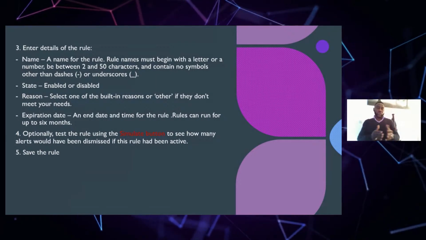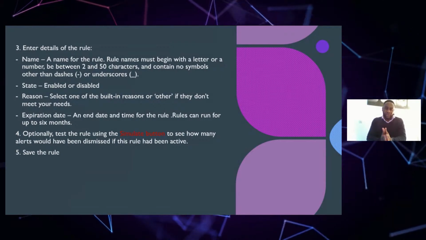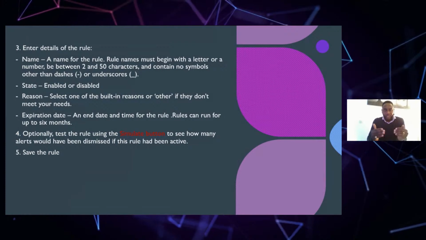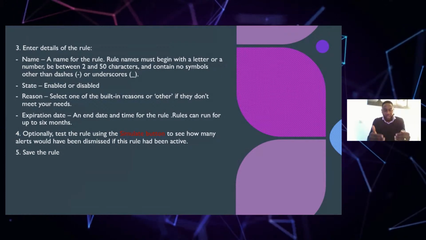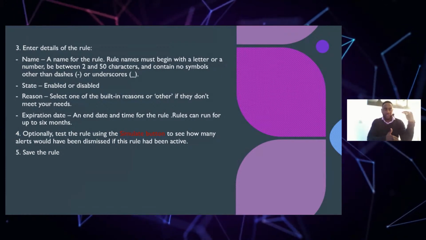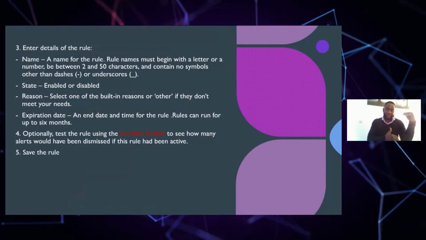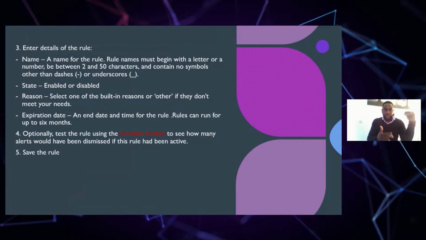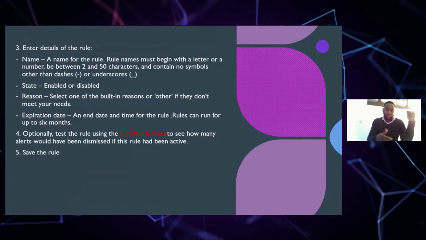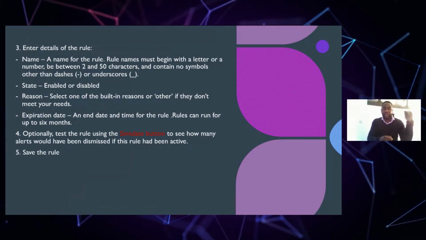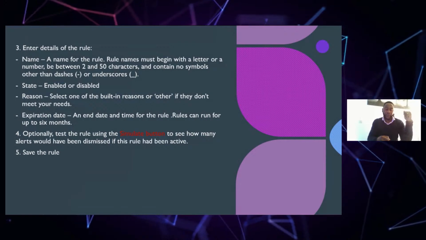Another thing is the simulation button within the blade. The simulation button helps you to understand or to see how this rule will apply, or how it will work in the background after you have set it up. So you can also choose the simulation option and click on that. Then the next step is to save, and the suppression rule will be created for you.